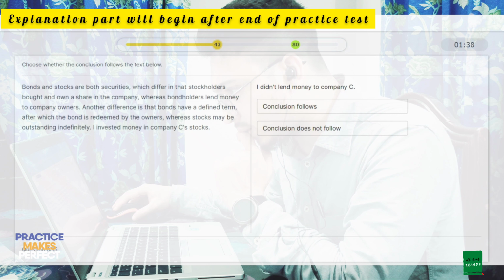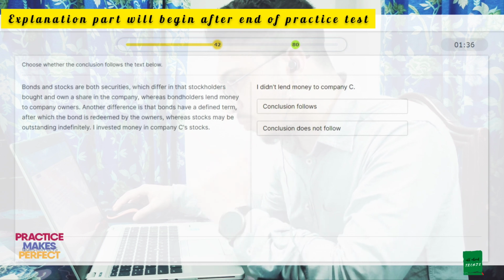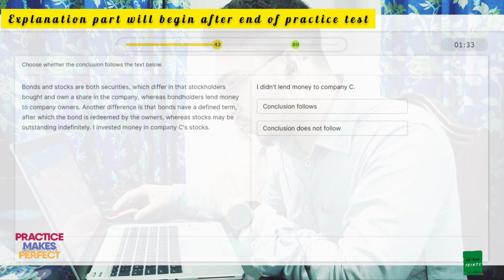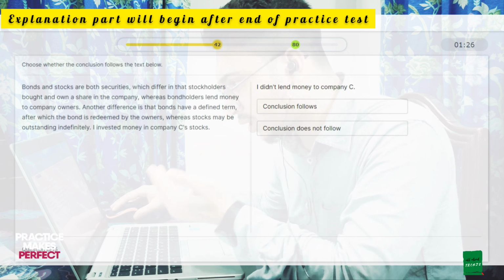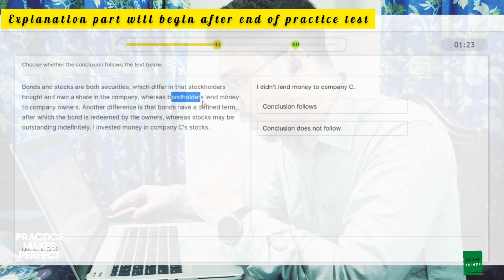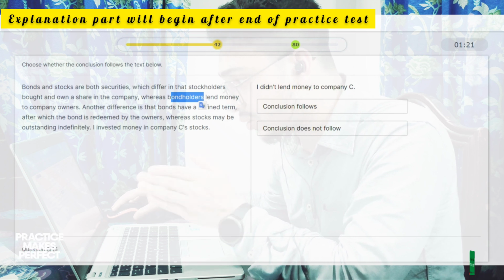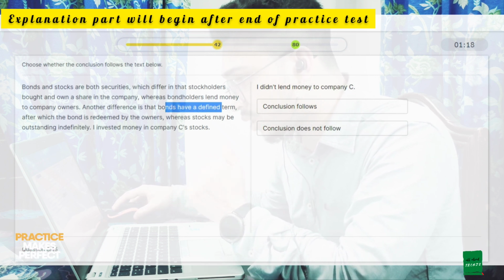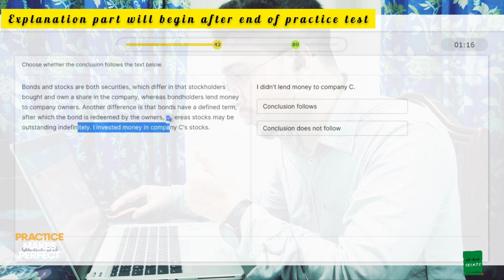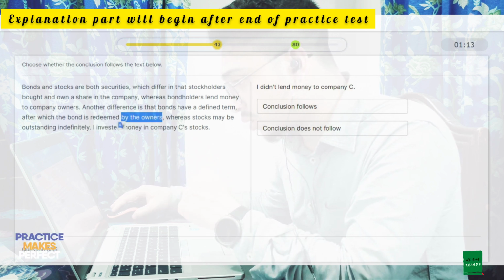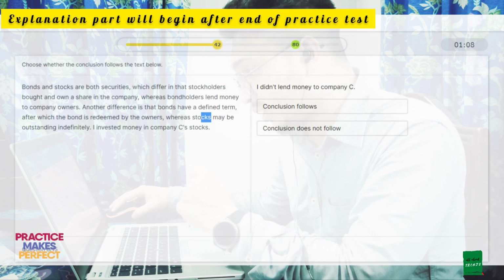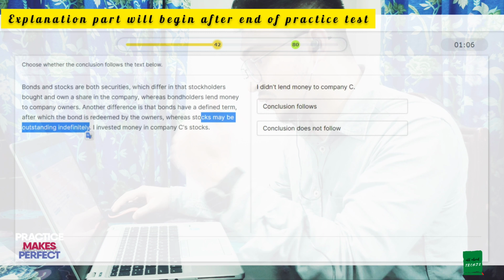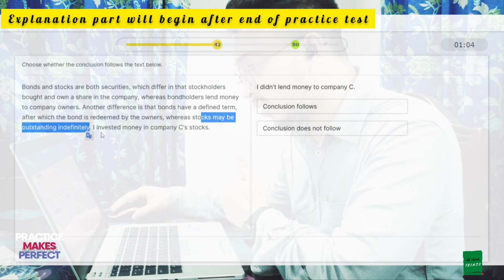Okay, next one. Bonds and stocks are both securities which differ in that stockholders both own and share the company. Okay, stockholders share the company, so they're the owners. But the bondholders lend money, and they're like investors. Okay, they lend money to the company. And the difference is that bonds have a defined time after which the bond is redeemed by the owners. Okay, so the owners pay back the money to the bondholders. Whereas stocks might be outstanding indefinitely. Yeah, stocks can be outstanding. It can't be taken back easily, maybe.